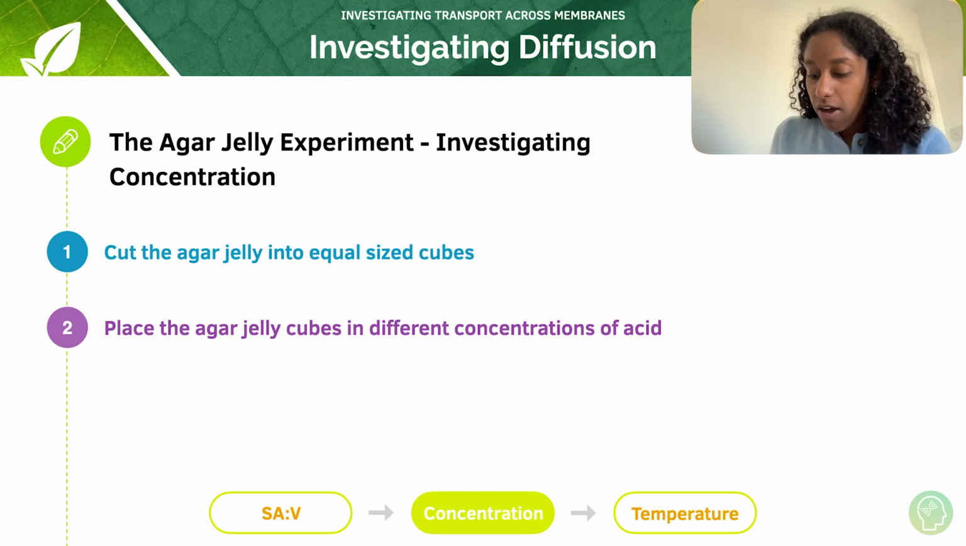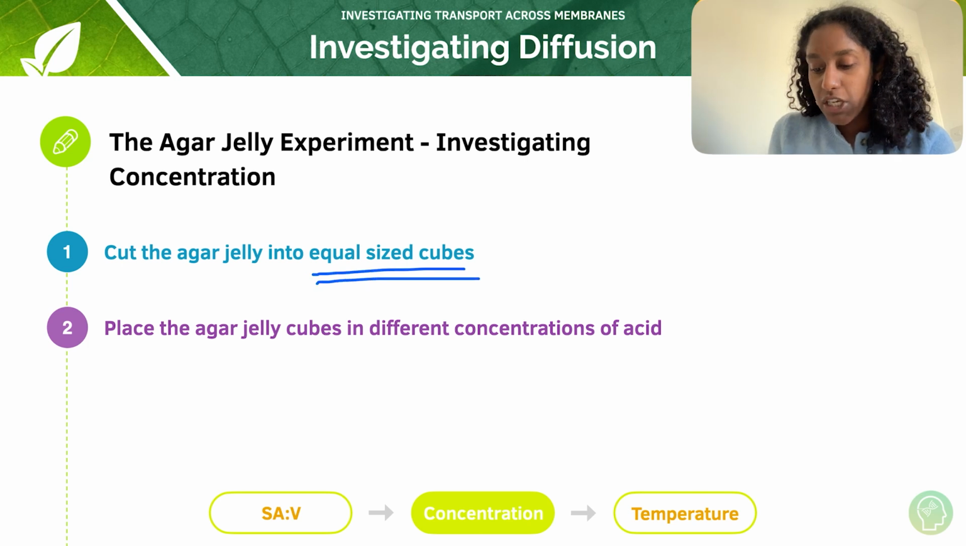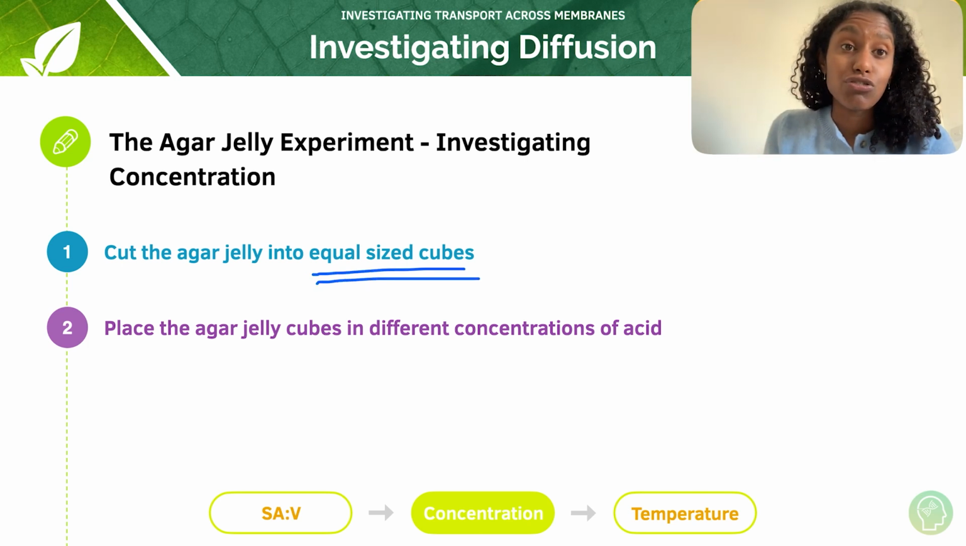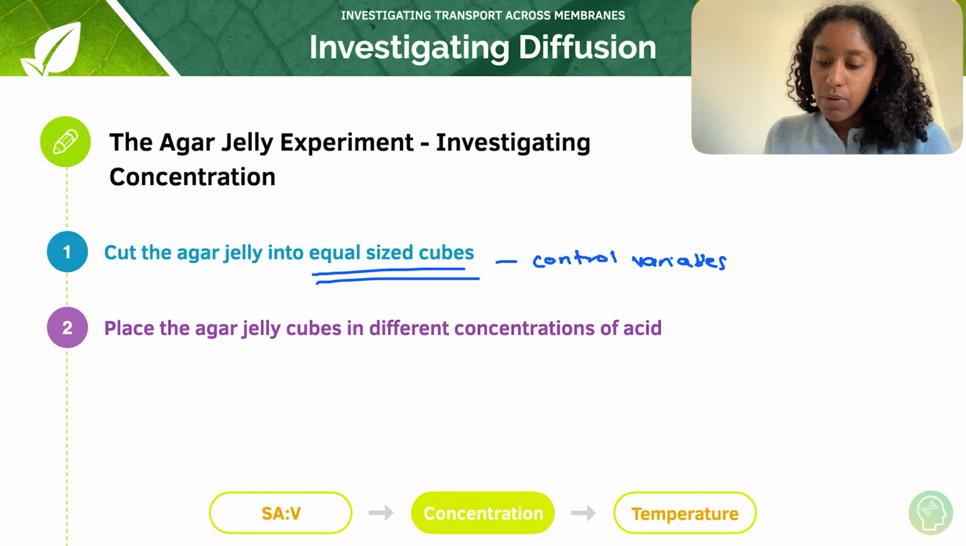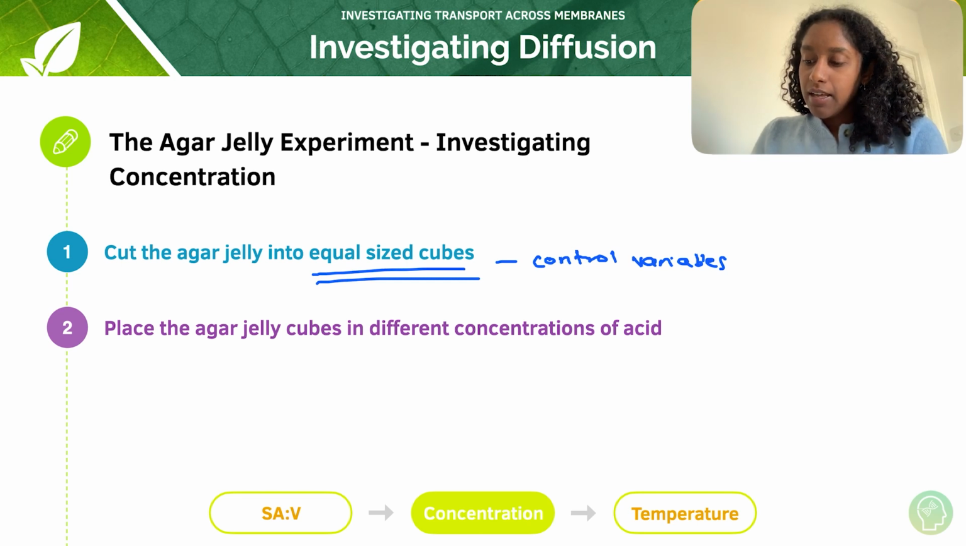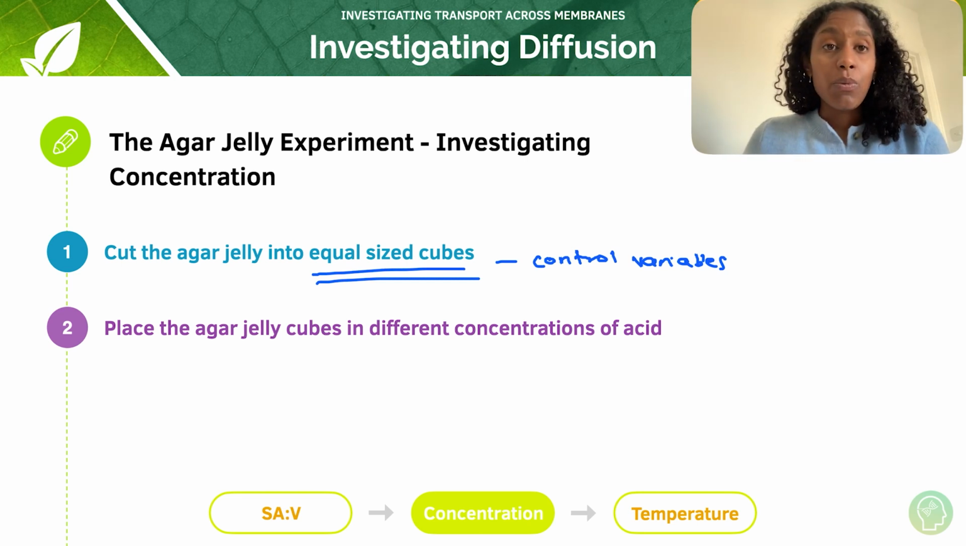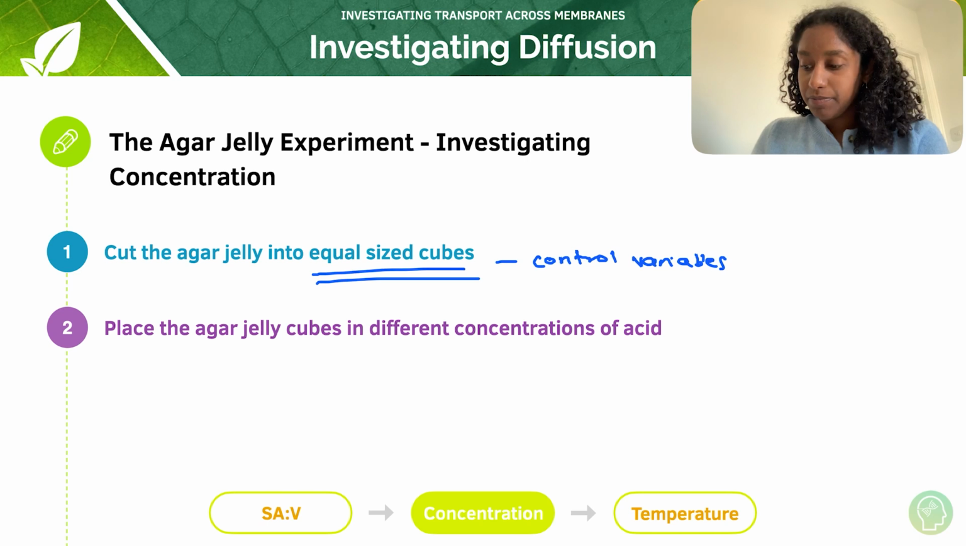So we're now going to do the same, but we're going to vary the concentration. So this time we're going to cut the agar jelly into equal sized cubes. So again, remember we're trying to control as many variables as we can. So this is one of our variables that we want to control. And then we're going to place the agar jelly cubes into different concentrations of acid. Now, again, have a think about what you think might happen.